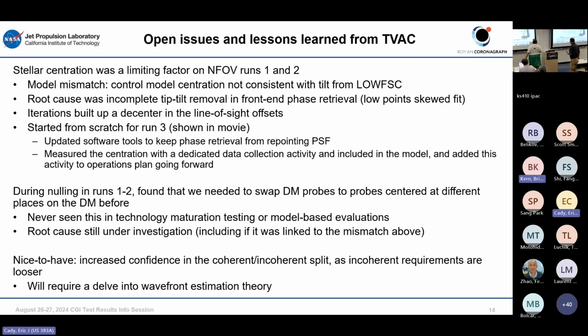Stellar centration. I think I'm running a little long here. AJ talked about this. So it was a bit of an issue and lesson learned. We came out of that.